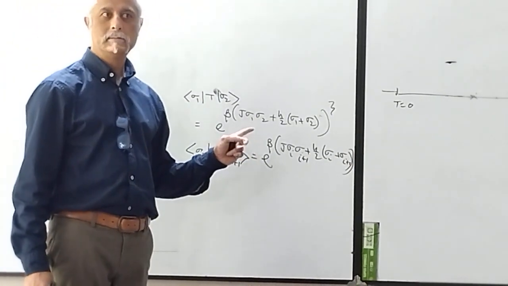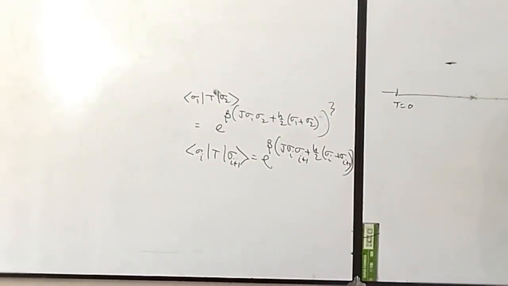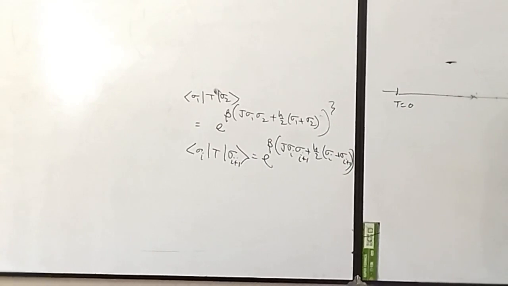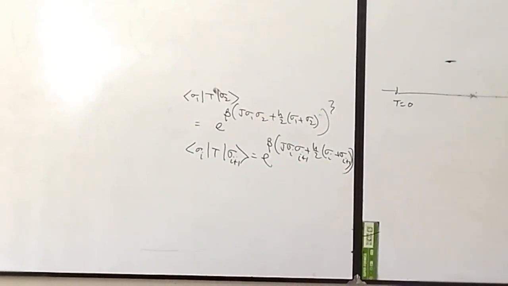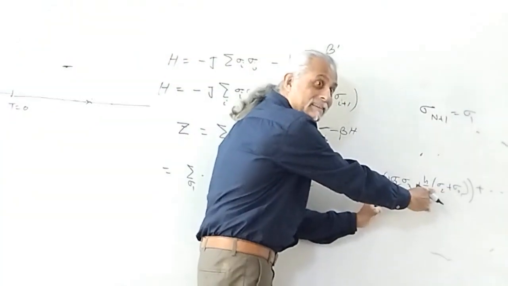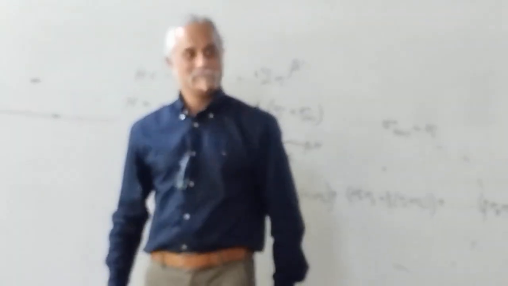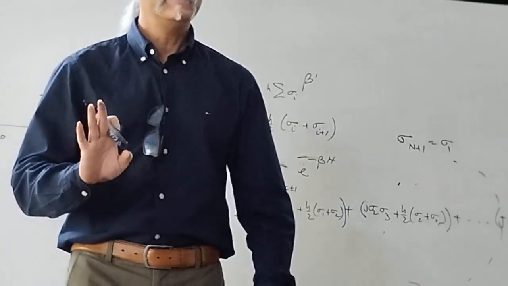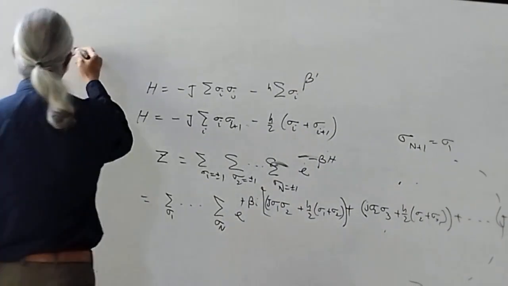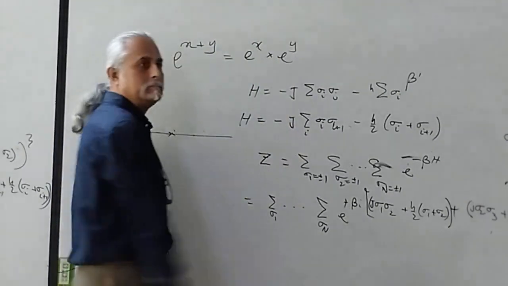Is it clear? So look at what is here: e to the power this. The argument of the exponential function can be split as e to the power this, times e to the power that, times e to the power that, and so on. Is it clear? So we know e to the power x plus y equals e to the power x times e to the power y.